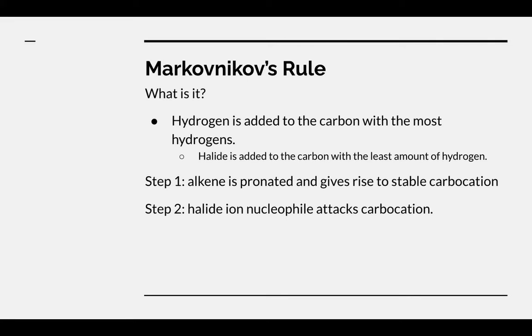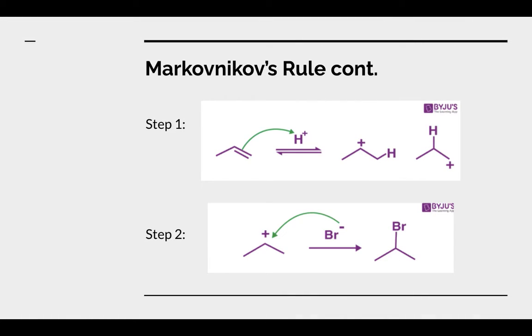So step 1 is that the alkene is protonated and gives rise to the more stable carbocation. And step 2 is that the halide ion nucleophile is now able to attack the carbocation, and this reaction yields the alkyl halide. So Markovnikov's rule continued. I'm just going to go over steps 1 and 2, but visualized.